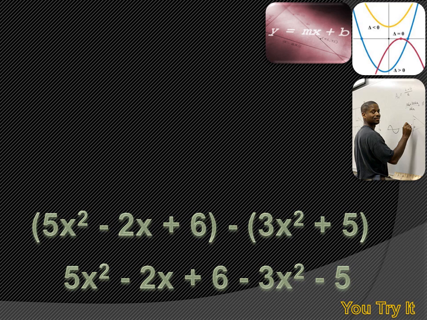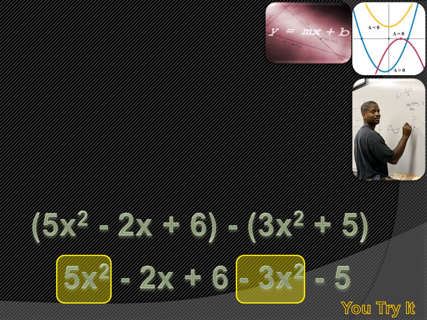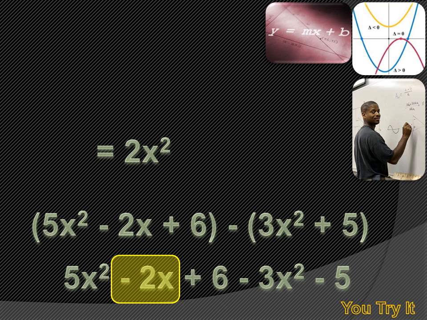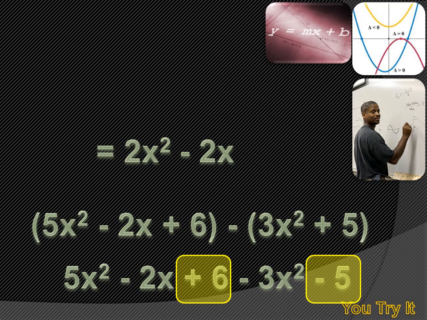Now I'm going to combine like terms. I'm going to combine my 5x squared and my minus 3x squared, and that's going to give me 2x squared. I've only got one x term, minus 2x, so I'll bring that down. I've got two constant terms, plus 6 and minus 5, and when I combine those, I get plus 1. So my answer is 2x squared minus 2x plus 1.